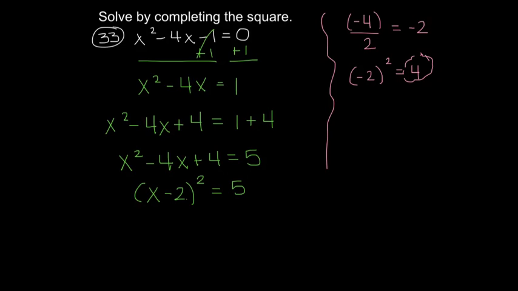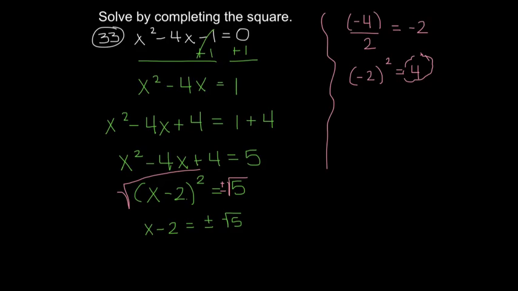I have the entire left side as a quantity squared. I can solve that by taking the square root of both sides. So I'll take the square root of the left and plus or minus the square root of the right. The radical and the exponent cancel each other out, and I have x minus 2 equals plus or minus the square root of 5.